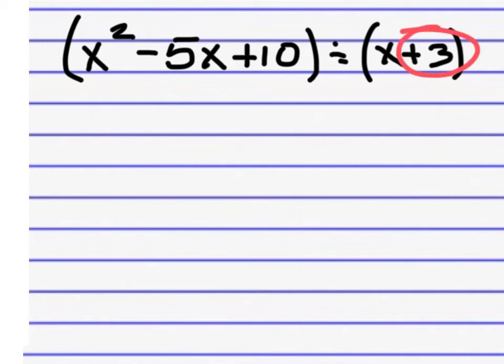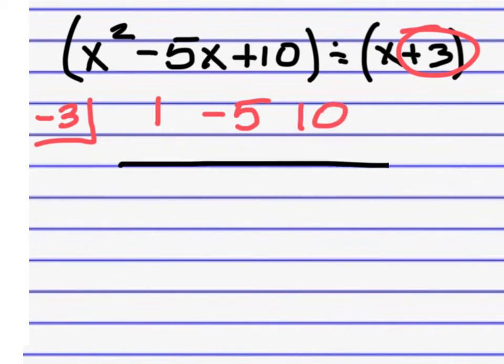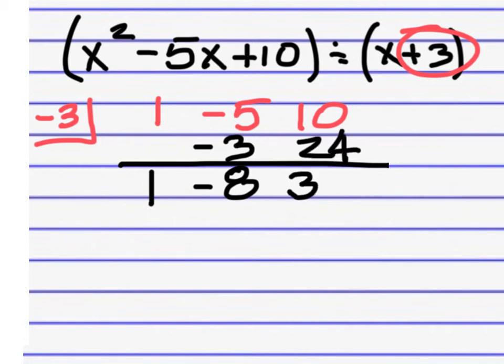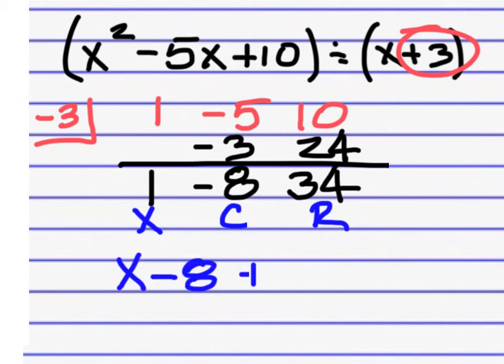We have a plus 3 there, so we're going to use negative 3. And our coefficients are 1, negative 5, 10. So let's draw a line, drop the first one, and multiply by negative 3, putting the result here. Add those to get a negative 8. Multiply by negative 3 again to get 24. Add those together to get 34. Remainder, constant, x. So you have 1x minus 8 plus a remainder of 34 over x plus 3.